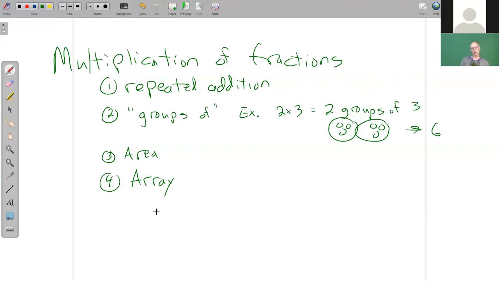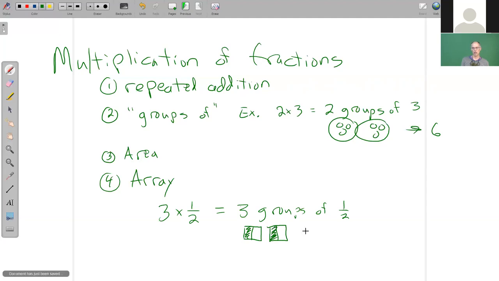Like if I wanted to do, for example, 3 times 1/2, I could use that groups of idea to say I have 3 groups of 1/2, and if I know what 1/2 is, then I should be able to figure this out. And so using my square cakes idea, there's 1 group of 1/2. Here's another group of 1/2. And here's a third group of 1/2.